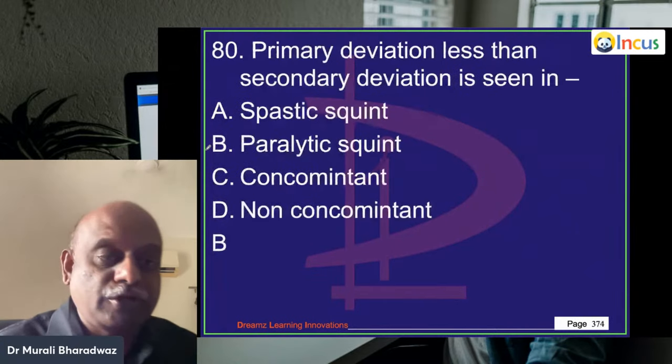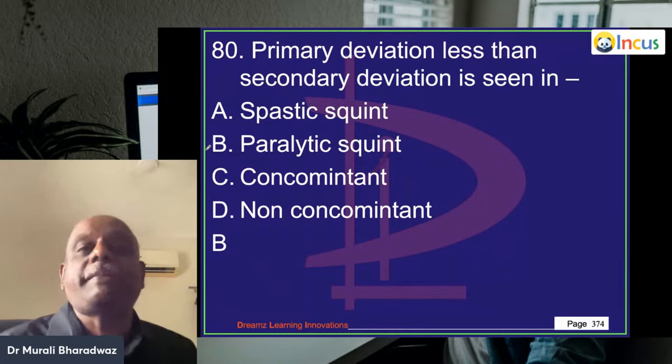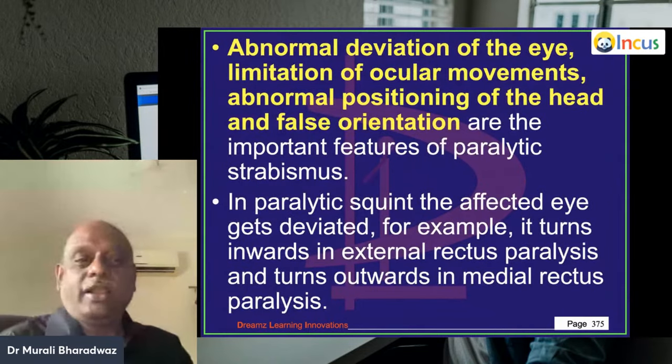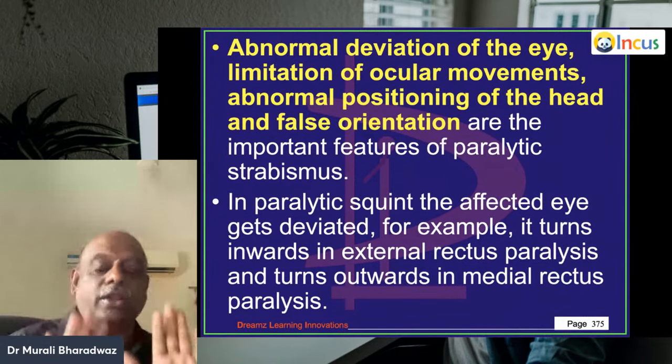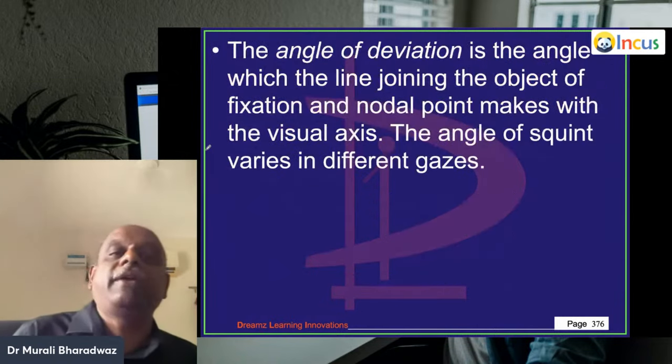Superior oblique, trochlear nerve. Primary deviation, then secondary deviation, if there's a paralytic squint. Once more, there's a table, doctor. Paralytic, concomitant squint, all the differences you need to be very sure about.